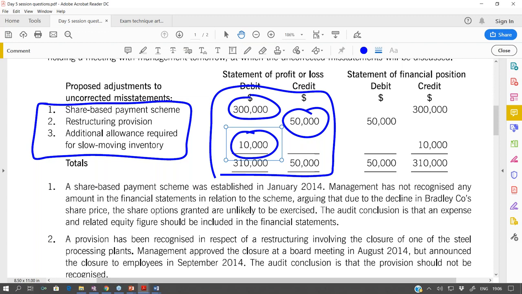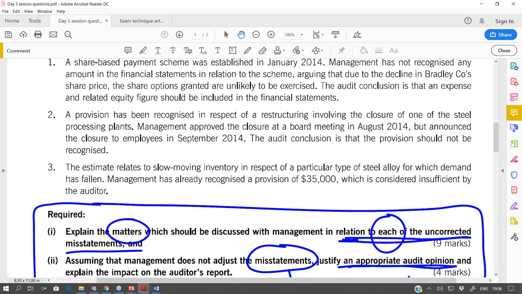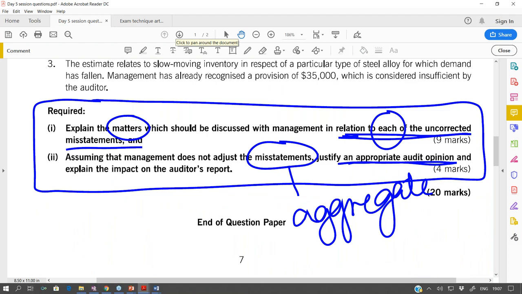Okay, so the examiner is saying that for the aggregate misstatement in part B, justify an opinion. Can you see that? Justify an opinion. Now, opinion can be qualified, opinion can be adverse, right? Justify an opinion. And can you see the break given by the examiner saying, and explain the impact on the report? So, can you see the word 'and'? Is it breaking the requirement? Justify an opinion and explain the impact on the report.